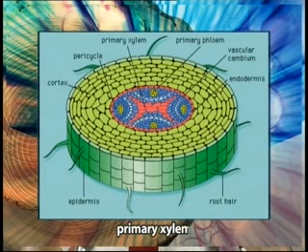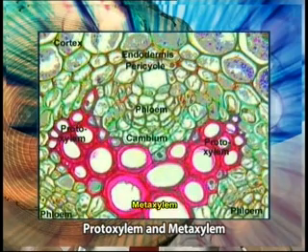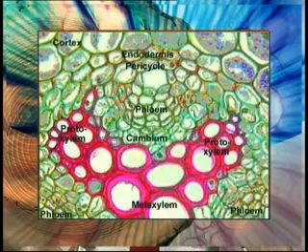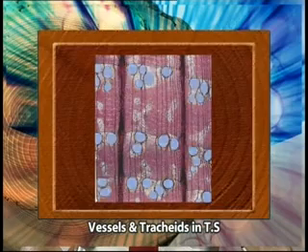Primary xylem is the xylem that is formed during primary growth from procambium. It includes protoxylem and metaxylem. Metaxylem develops after the protoxylem but before the secondary xylem. It is distinguished by wider vessels and tracheids.